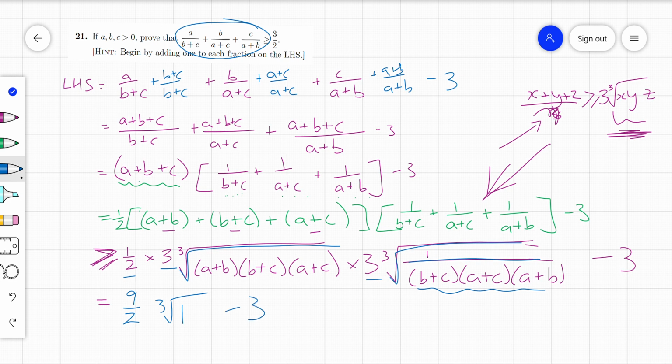I still have a minus 3. So I'm going to have 9 on 2 minus 3 is 6 on 2. So you can see, just run out of room, sorry, I am going to get a 3 on 2. So we are going to get that left-hand side is greater or equal to 3 on 2.